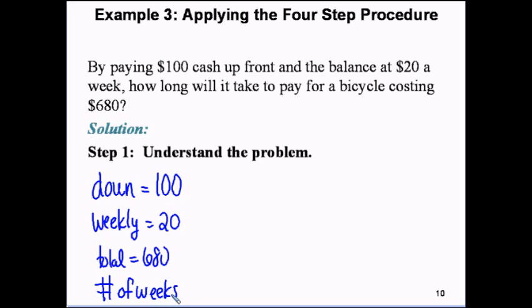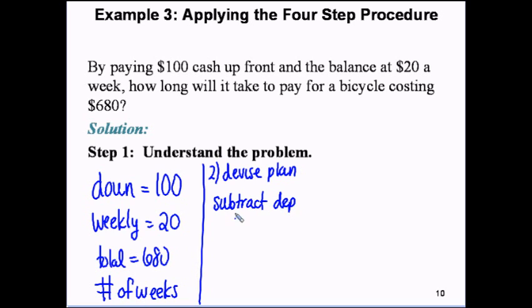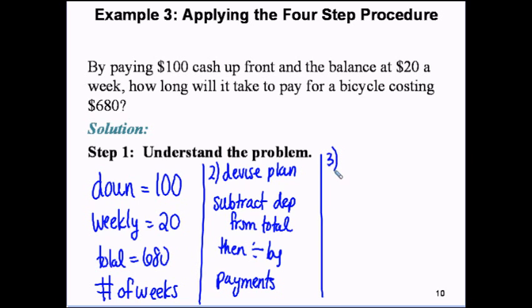So can you automatically take out the 100 from the 680? Yeah. Okay, we're not going to do that yet, we're just going to go to step 2, and we're going to devise our plan. You're going to subtract the deposit from the total, and then divide by 20, which should give you your answer. Which is true. So we're going to take that $100 down out, and then it's $20 a week, so we're going to divide by the 20 to find out the total number of payments. So that's our step 3, which is to solve.